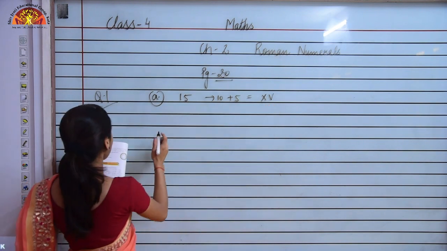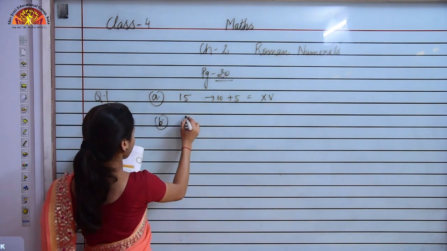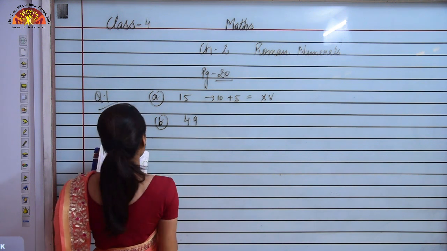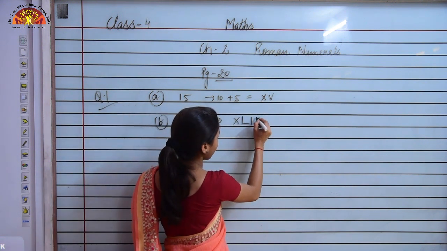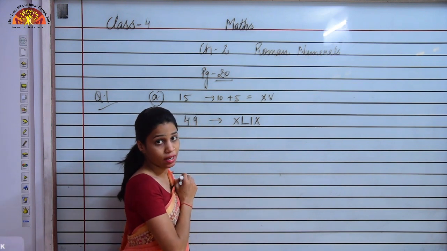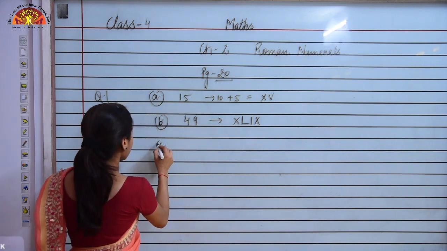Now B part is 49. So how will you write 49? See, add 9 to 40. So this will be IX. So this is 49. Okay, now let us see the C part.